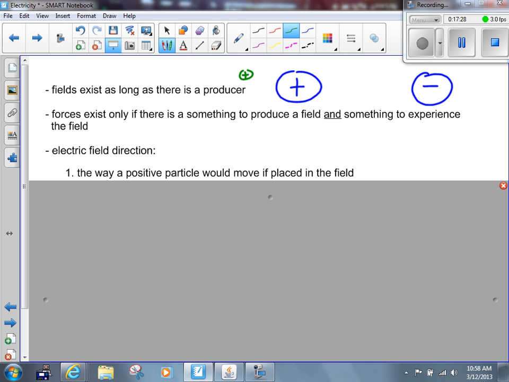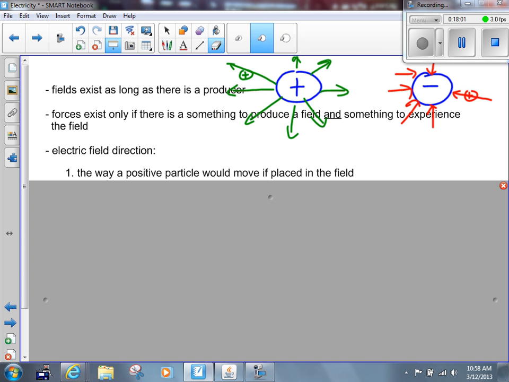So if we define the direction of the field as the way that a positive particle would move when placed in the field, then the field must be away from a positive producer. Because anywhere in that field that I put a positive experiencer, it's going to move away from the producer. Now, if I put a positive experiencer in this field, where's it going to go? Towards it. So the field must be toward the negative producer. It's got to be toward the negative producer. Does that make sense?